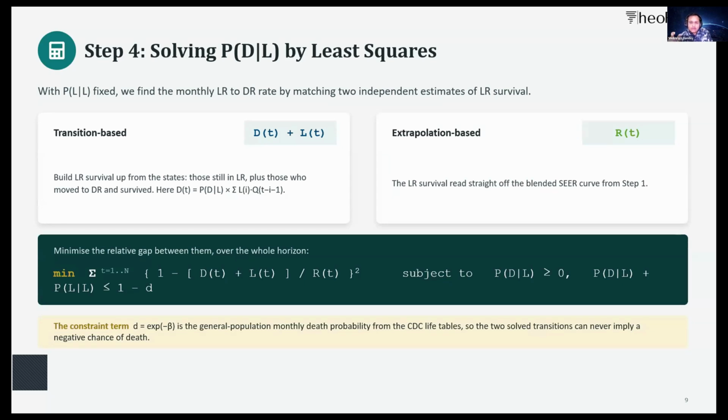So we tune the local to distant probability until they match as closely as possible, like a one-parameter least square fit, with one guardrail: the chance of progressing and the chance of staying can't add up to more than what's left after general population mortality. In plain terms, the model is never allowed to imply a negative chance of dying, which feels like a low bar, but we have to solve with that one guardrail. So that's step four.